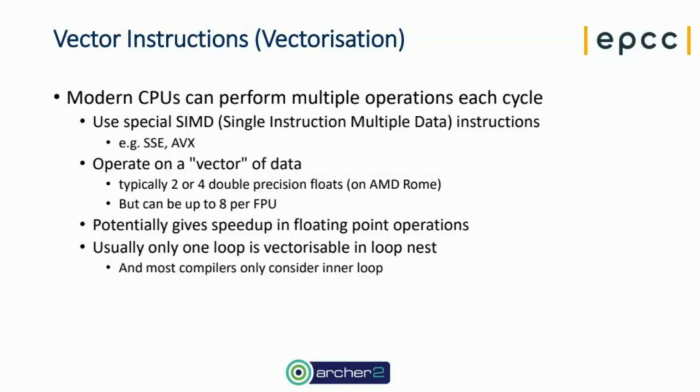If we have nested loops, then usually the compiler is only going to be able to vectorize one of those loops, and for the most part, compilers will only really consider the inner loop. In some simple cases, they may be able to vectorize an outer loop or do loop interchange, and so swap the order of the loops and then vectorize the inner loop.